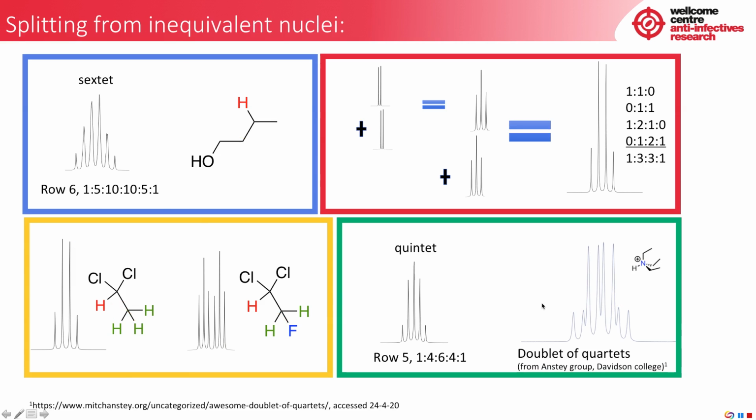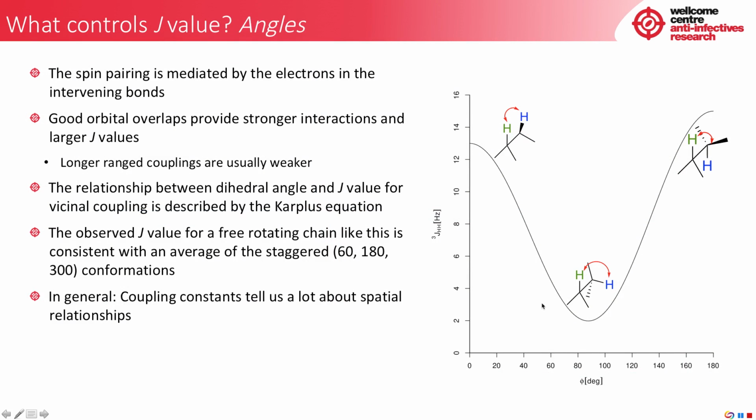So we now understand, I hope, where J values, these splittings, come from, but what controls their magnitude? Why do we sometimes get large J values and other times small? Well, as we've already said, the spin pairing is mediated by the electrons in the intervening bonds. Good orbital overlap provides strong interactions and larger J values. Weaker interactions and long-range couplings are usually weaker and give you low J values.